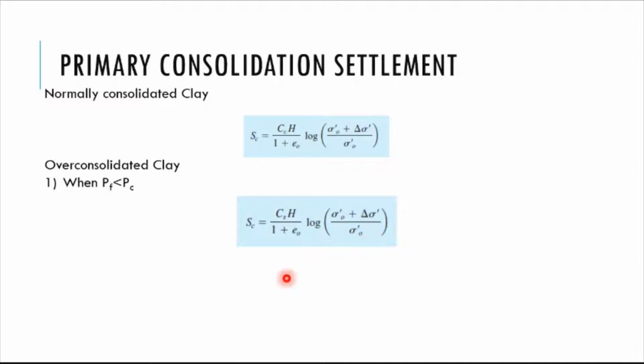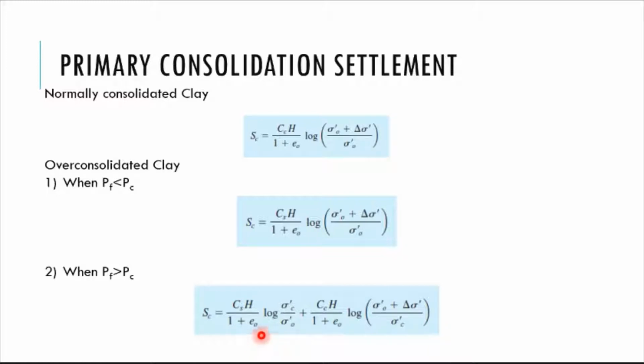In the second situation, when P sub F is greater than P sub C, P sub F being the final effective stress, which is equal to the overburden pressure plus the change in stress, and P sub C is the pre-consolidation pressure, S sub C will be equal to C sub S, the swell index, multiplied by H over 1 plus e sub o, logarithm of the pre-consolidation pressure over the overburden pressure at the mid-height of the clay layer, plus the compression index multiplied by the height of the clay layer over 1 plus the initial void ratio, logarithm of the overburden pressure plus the change in stress over the pre-consolidation pressure.